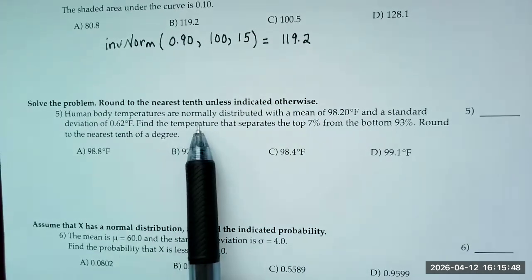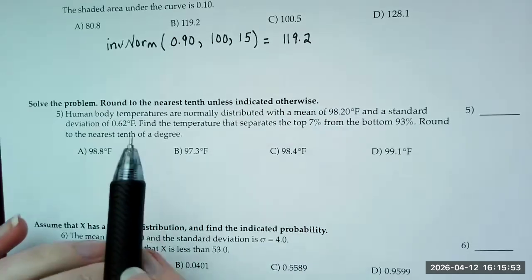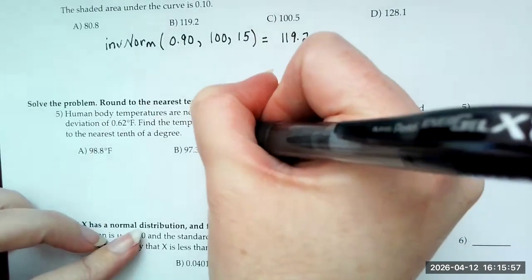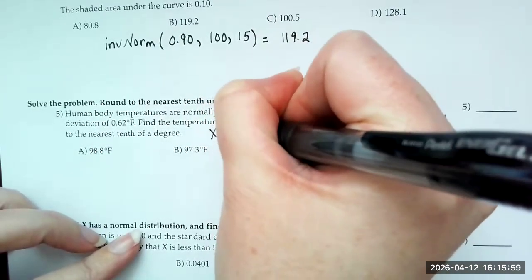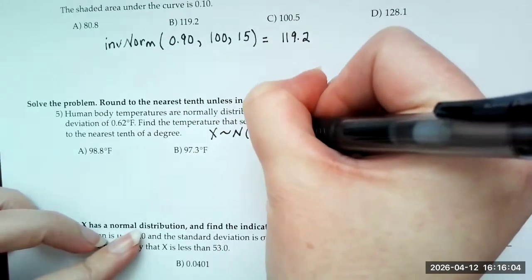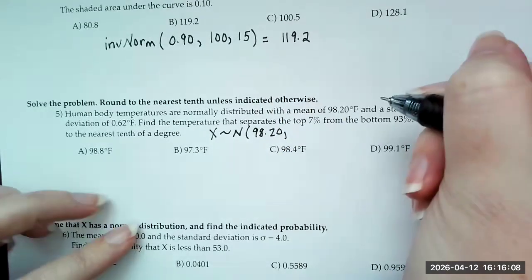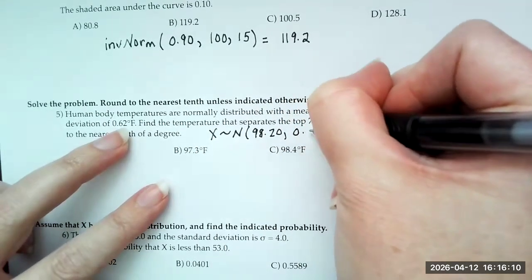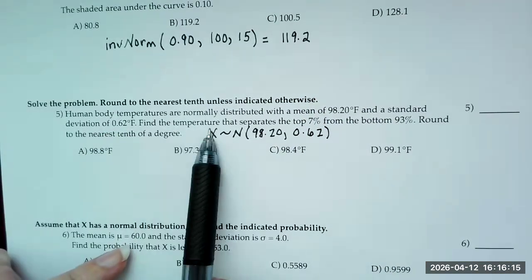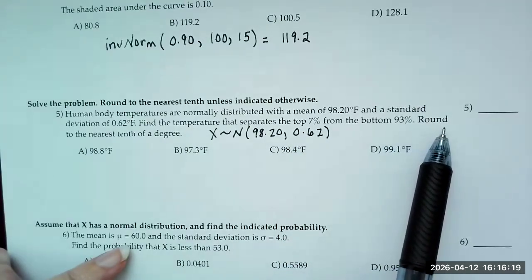Human body temperatures are normally distributed with a mean of 98.2 degrees and a standard deviation of 0.62 degrees. So we could write our normal distribution information here. Mean is 98.2. I'll put in the 2 zeros just because it's got both there. And then standard deviation 0.62. And it says find the temperature that separates the top 7% from the bottom 93%.